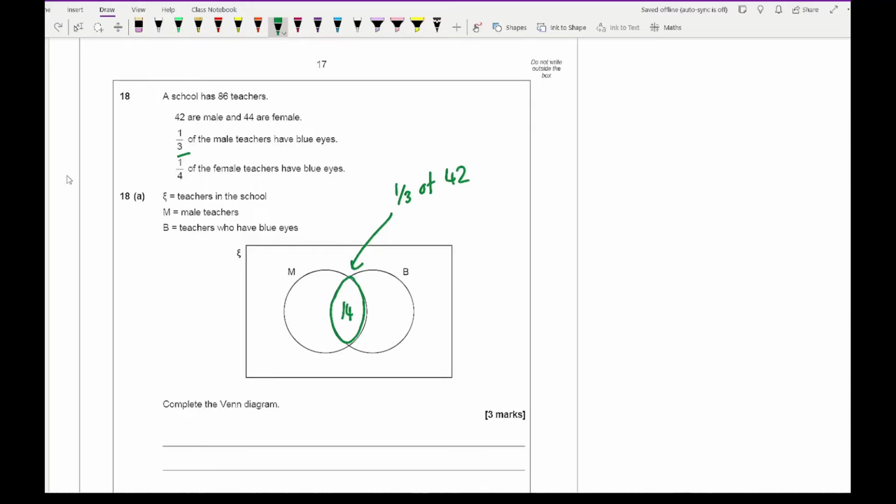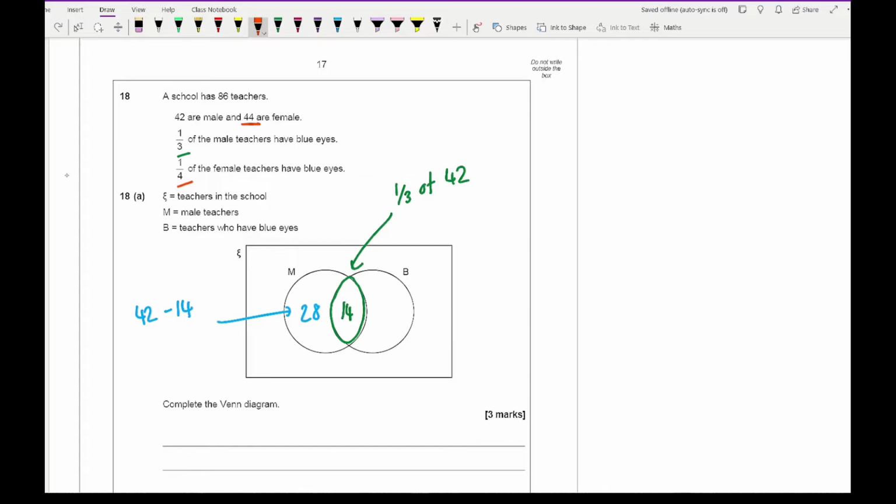Now the next thing we need to do is some subtractions. So for this number here, that's going to be the number of men, which is 42, take away the ones that I've already got, which is minus 14. So I've got 42 take away 14, which gives me 28. Now from the females, I've got a total of 44 females, in which working out the rest.